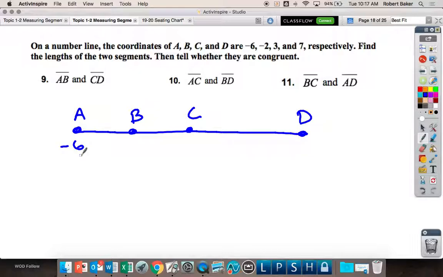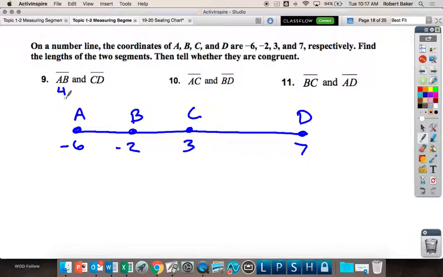B is at the point -2. C is at the point 3. And D is at the point 7. Now these are yes or no questions. Is line segment AB and line segment CD the same size? It's a yes or no. So how long is AB? 4 units. 4.